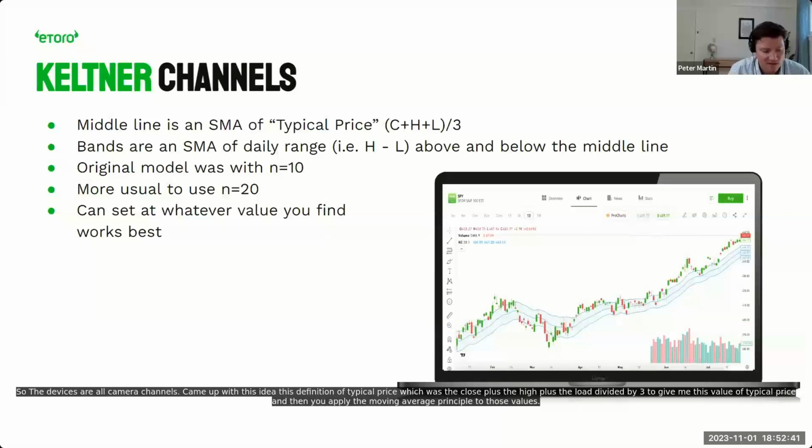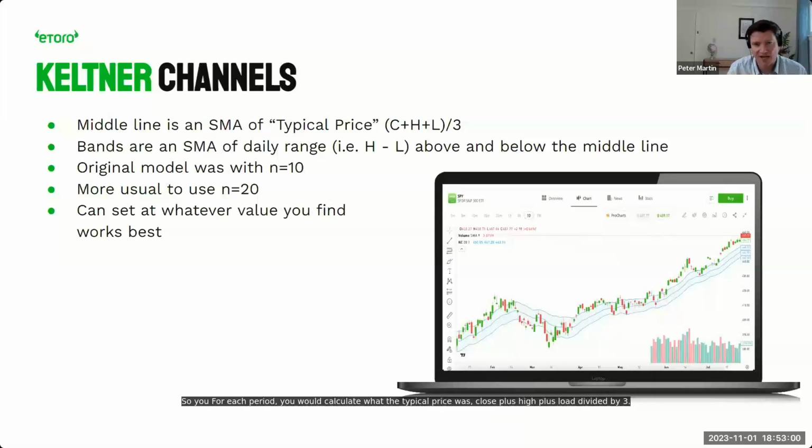The deviser of Keltner channels came up with this definition of typical price, which was the close plus the high plus the low divided by 3. And then you apply the moving average principle to those values. For each period, you calculate the typical price, then take those values across multiple periods. Say if it's a 10-period SMA, you add up 10 of those values and divide by 10 to give you your one value for that period.